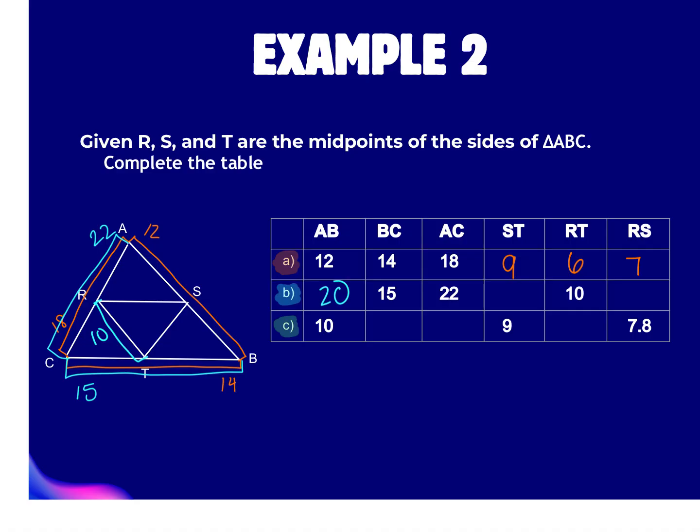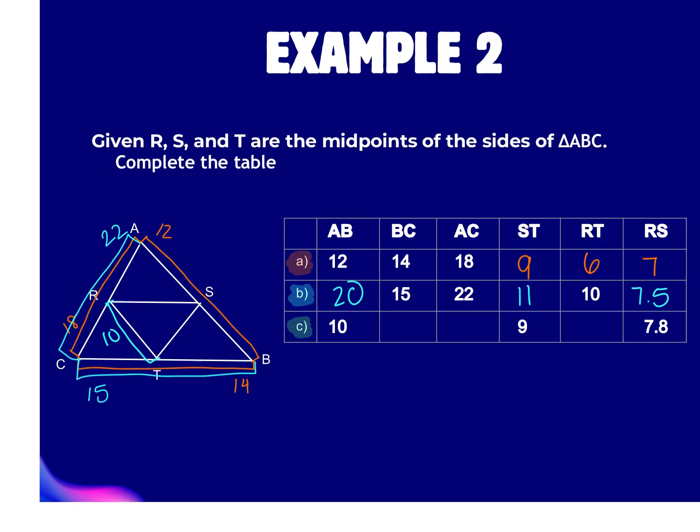Looking at the next one. ST. What's parallel to ST? AC. And if AC is 22, what should ST equal? Good. And I'm looking for RS. What's parallel to RS? And if this is 15, what should RS equal? 7.5. Good. Yes, you can have decimals.